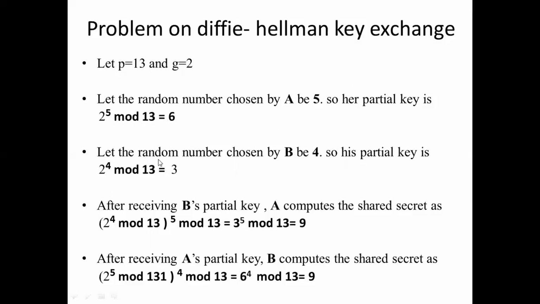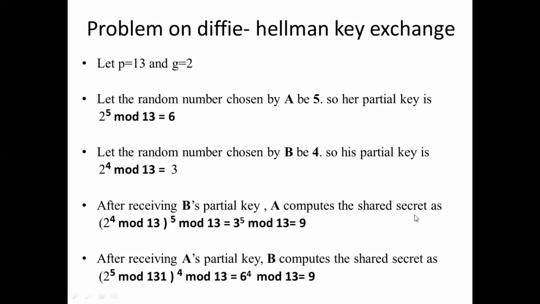In the same way, this has to be sent to B. Similarly, we choose a random number, which we have taken as 4, and compute 2 to the power of 4 mod 13, and the remainder is 3. That has to be sent from B to A. After receiving B's partial key, what has been received? That is nothing but 3.